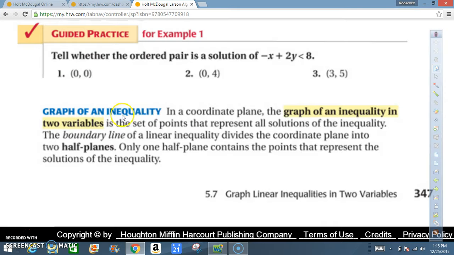Graph of an inequality. In a coordinate plane, the graph of an inequality in two variables is the set of points that represent all solutions of the inequality. The boundary line of a linear inequality divides the coordinate plane into two halves. Only one half plane contains the points that represent the solutions of the inequality.